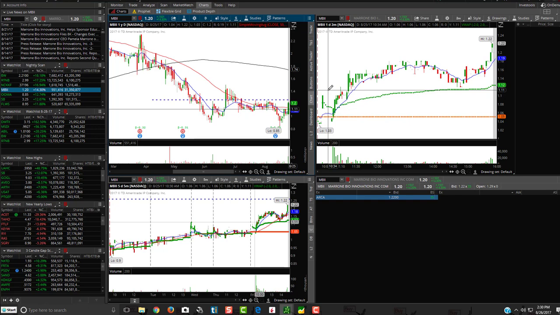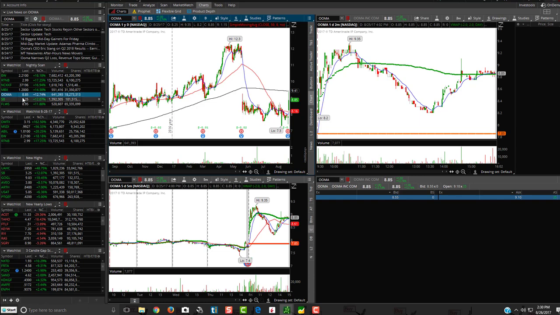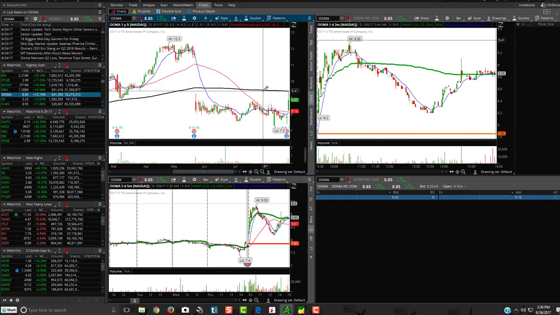So I'm not going to put MBII on the watch list. UMA, OOMA. So again, this one, no coincidence, on the daily, you'll see right there that 200 SMA, that 940 marker. There's a reason why that pulled back. It hit the 200 simple moving average and broke down. You'll see it's kind of trading sideways here.